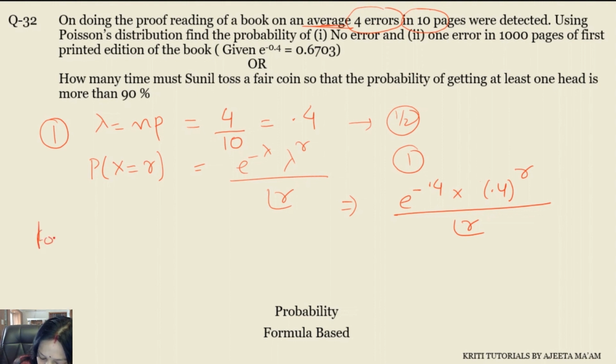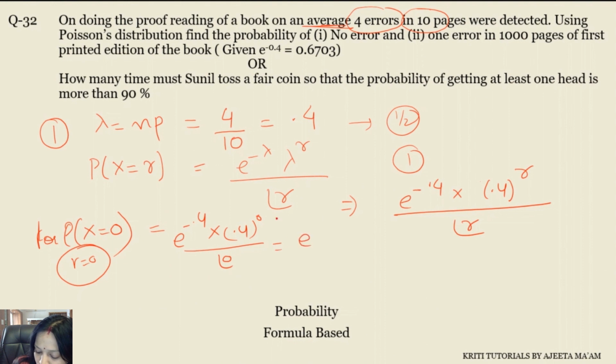Now for 0 error, first case. Correct. So for 0 error, P of x is equal to 0, so your r is 0 here. Now exponential minus 0.4 into 0.4 raised to 0 upon factorial 0, which is exponential minus 0.4, which is 0.6703. ये आंसर हो गया 0 का. तो फर्स्ट का आंसर is 0.6703. Now this is for one page. अभी कितने पेजेस हैं, ये परसेंटेज है, एक पेज में इतने परसेंट. Now what is it for 1000 pages? Now for 1000 pages, let's multiply by 1000.